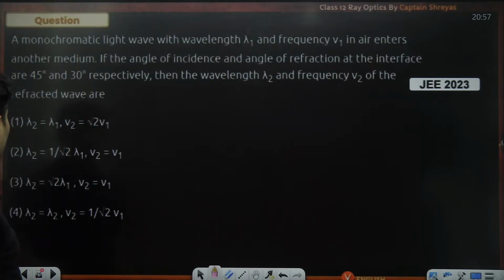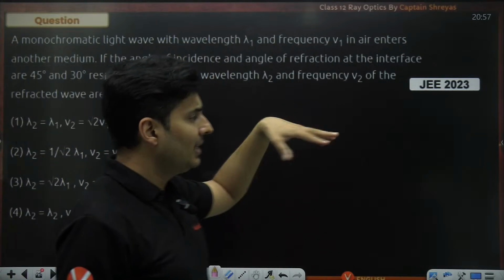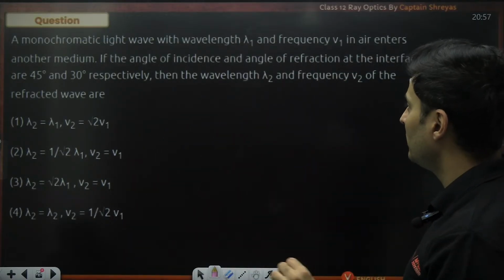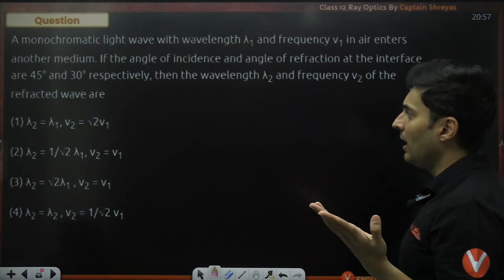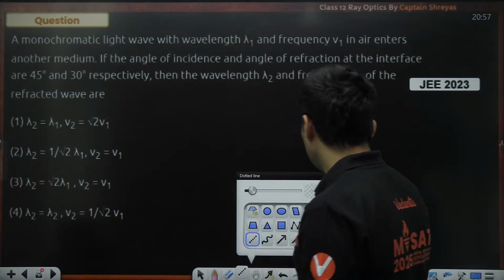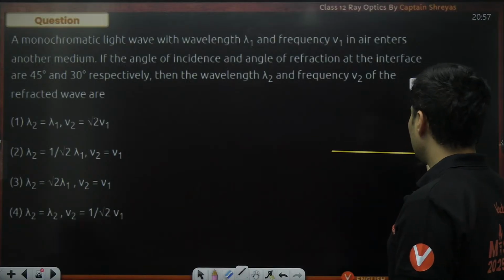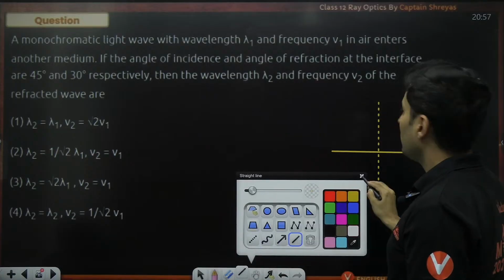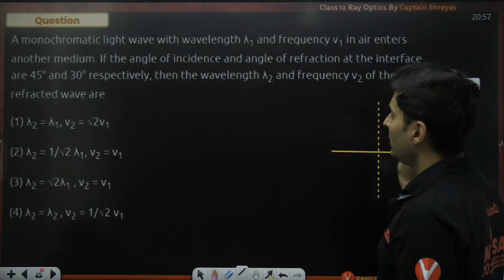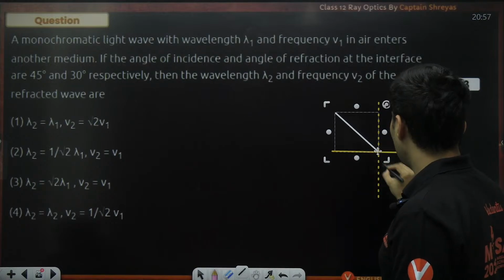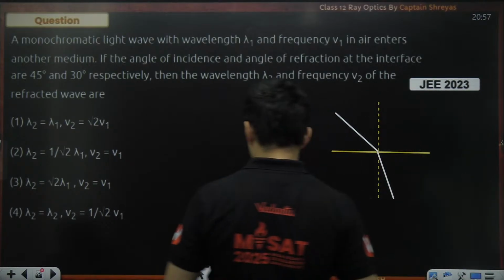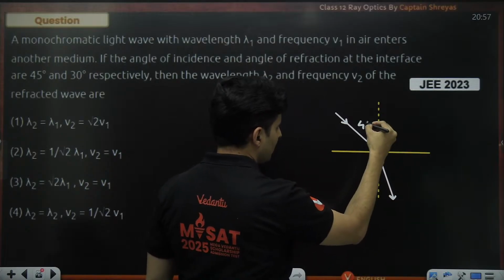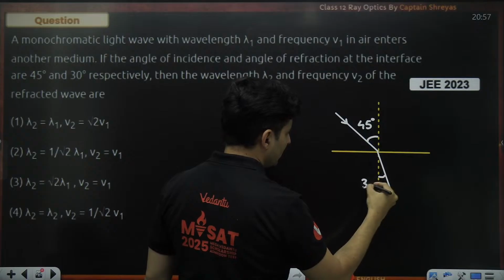Okay, going to the next question. A light of some wavelength and some frequency is entering some other medium. The incident and the refracted angles are 45 and 30. Wavelength and the frequency are, come on, what do you think? Let's draw it in case you are confused. So this is the surface. This is the normal. Okay. Incident is 45. Refracted is 30. Okay. So light is going like that, like this. This is 45 degrees. This is 30 degrees.